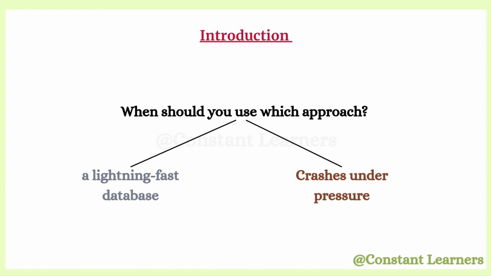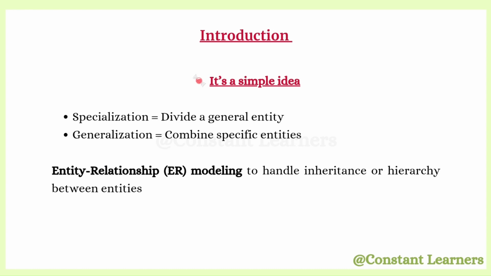Now, to put it in simple words, in specialization, we divide a general entity, and in generalization, we combine specific entities. In the database world, these concepts are like superpowers when designing your entity relationship models to handle inheritance or hierarchy between entities. And knowing when to use each makes all the difference.